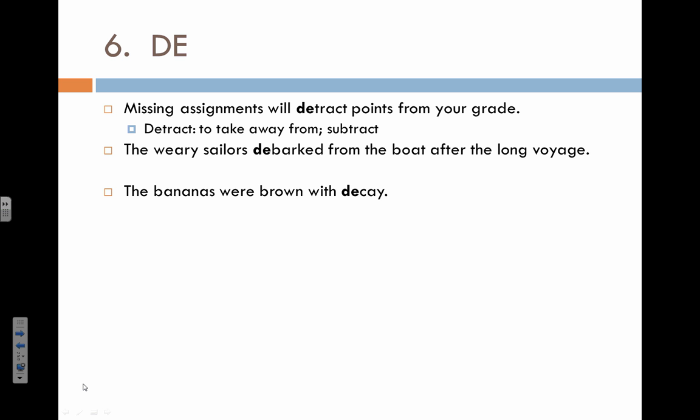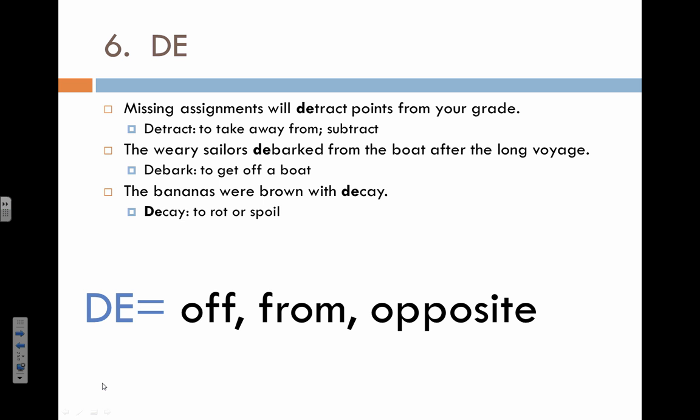When you detract something, if you're missing an assignment, obviously that's going to take away points from your grade. If the weary sailors have just finished a long voyage, they're going to be getting off the boat. So to debark is to get off of something. The bananas were brown with decay. When something decays, it rots or spoils. Like milk can decay and it'll rot and spoil. DE means off, from, opposite. And I don't have this on the slide, but it can also mean of in some cases. Okay, so off, from, or opposite.